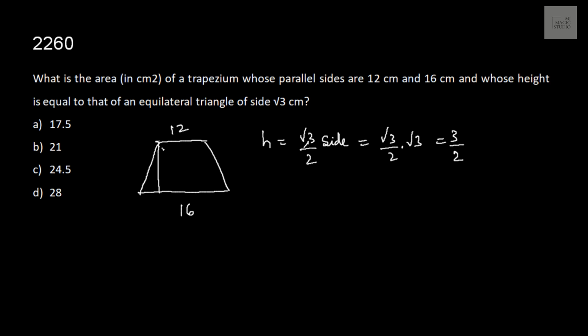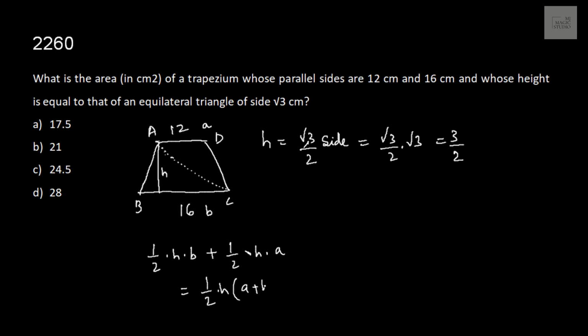Now, if in case we have forgotten what is the area of the trapezium, how to do this? This is A, this is B, and this is H. Area of trapezium is area of this particular triangle ABC, that is half into H into B, plus area of ACD, that is half into H into A, and if we add up, it is half into H into A plus B, that is area of the trapezium, isn't it?